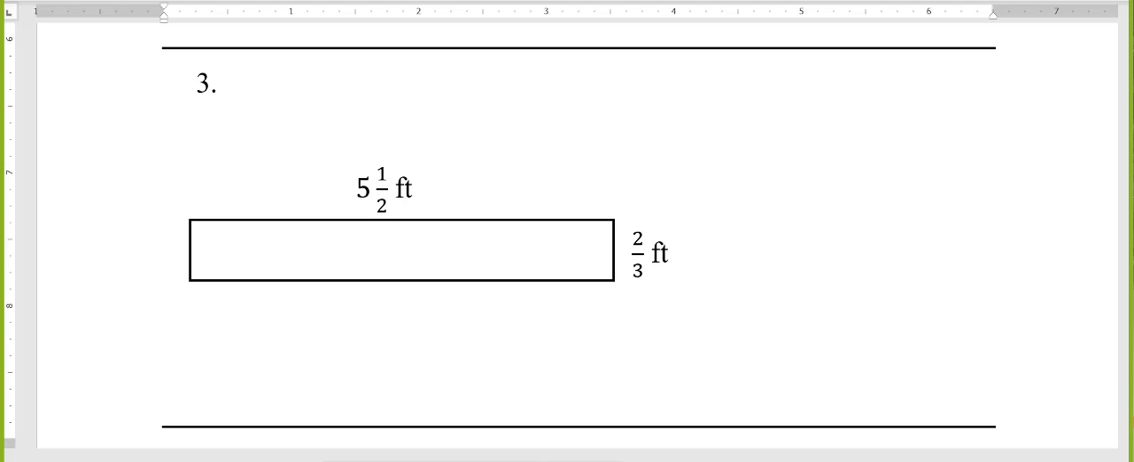Okay, let's look at number 3. Find the area of the rectangle that has dimensions 5.5 feet by 2/3 of a foot. So I'm going to assign my length to be 5.5 feet and my width to be 2/3 feet. My formula says the area of a rectangle is equal to length times width.